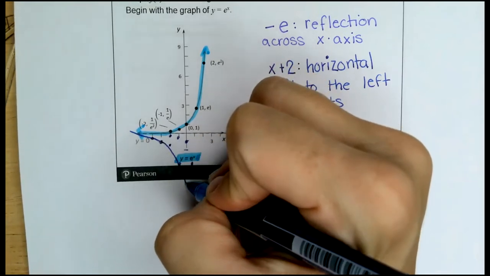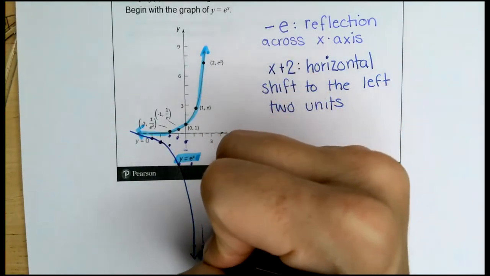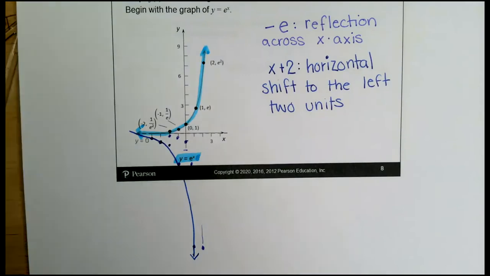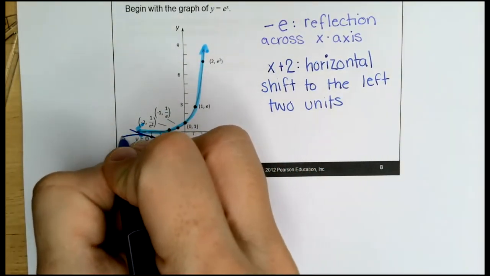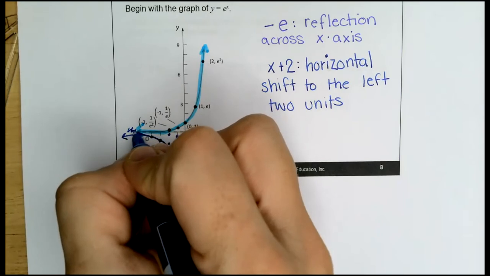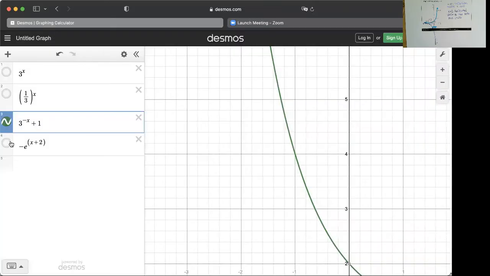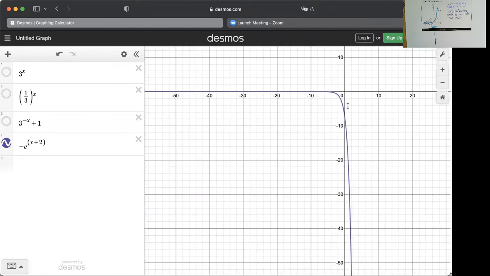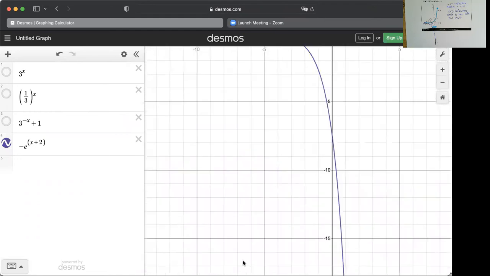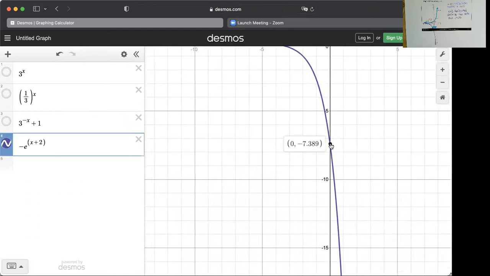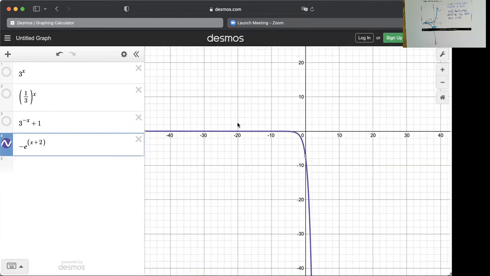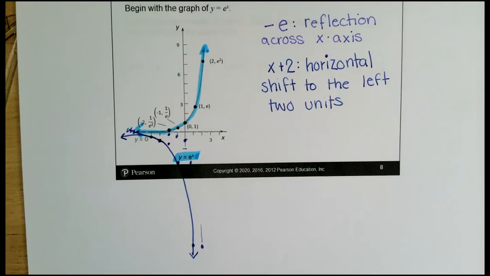So now this is my graph. And let's check it. Let's check what Desmos would say. Where did they have it crossing? They were crossing at -7. That looks good. All right, so we reflected it across the x and we shifted it over to the left by 2. Looks good.